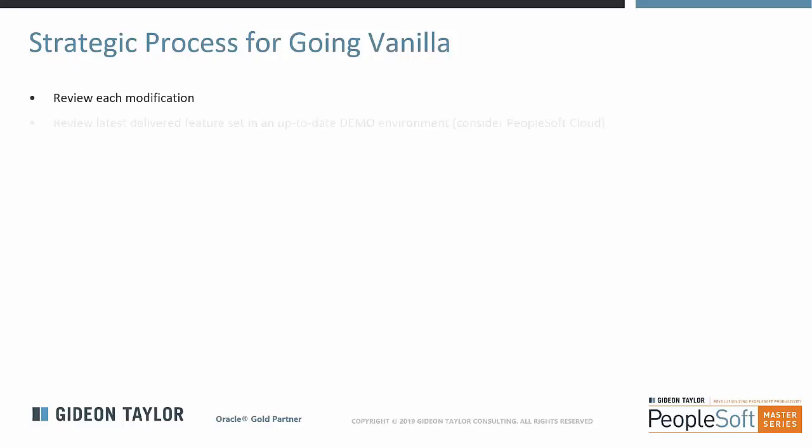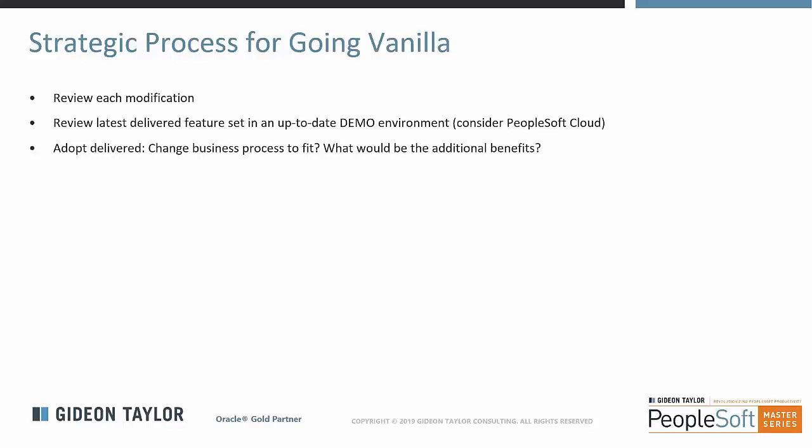First, you review each modification. The first thing you want to do is look and see what the current delivered feature set is in your product to see if you still need it, because perhaps there is new functionality that makes the mod unnecessary. And you want to seriously consider adopting the delivered behavior. Can you change the business process to fit? The answer is always yes. The only question is how much will it cost and is it worth it to do it?